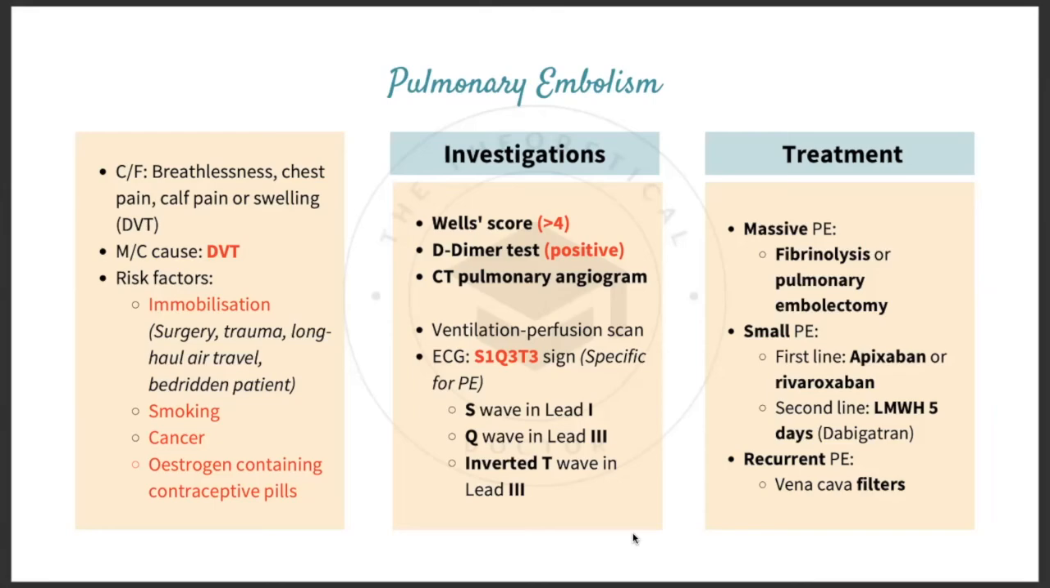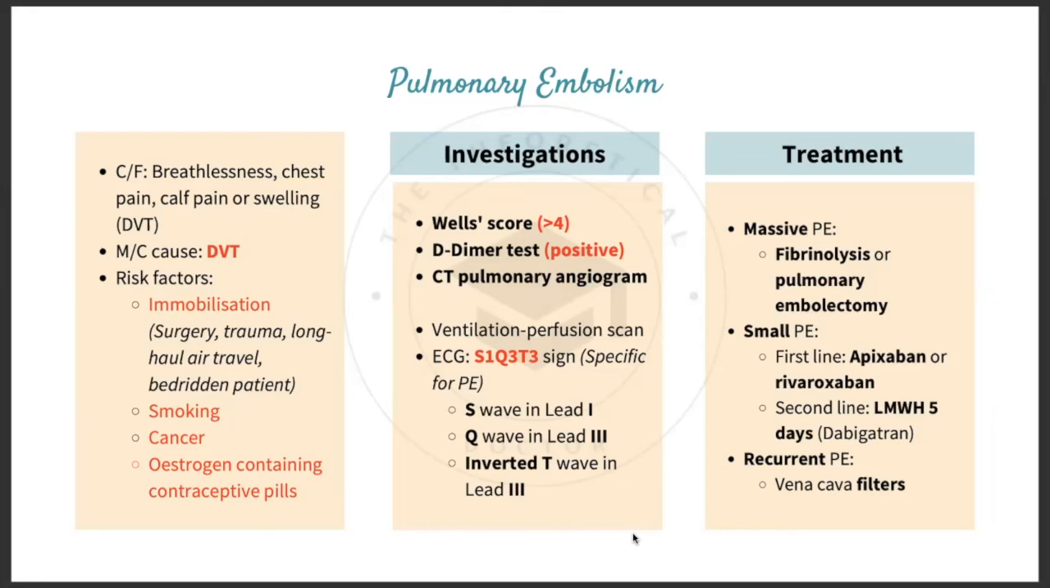Obviously, you don't do an ECG first in this case, unless you suspect that this patient might have an MI. But if you were to do an ECG, this is specific for pulmonary embolism. So there is S wave in lead 1, Q wave in lead 3, inverted T wave in lead 3. So sometimes they would like to ask this maybe during bedside teaching or a long case.